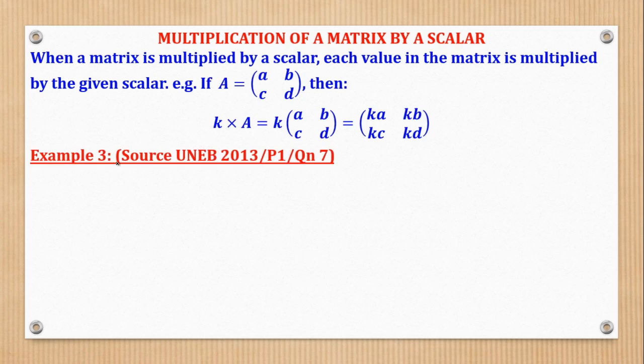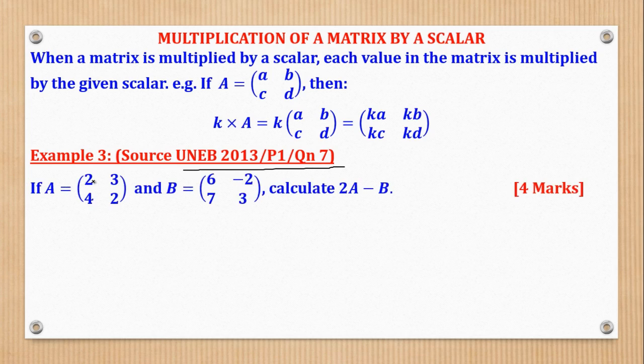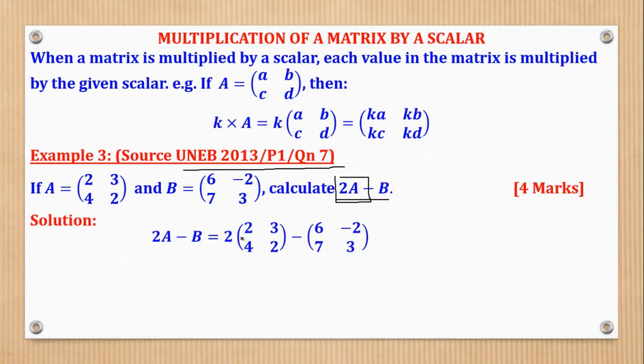Now with that knowledge, I'll go to example 3, which came from UNEB 2013 paper 1 question 7, and it says, if matrix A is 2, 3, 4, 2 and matrix B is 6, negative 2, 7, 3, calculate 2A minus B. I think we realize that now matrix A is going to be multiplied by a scalar. So we shall say that 2A minus B is equal to 2, so this A will be substituted and this B will be substituted.